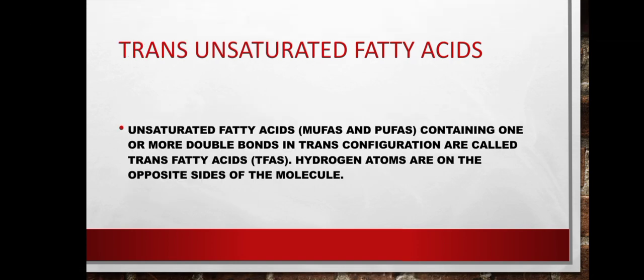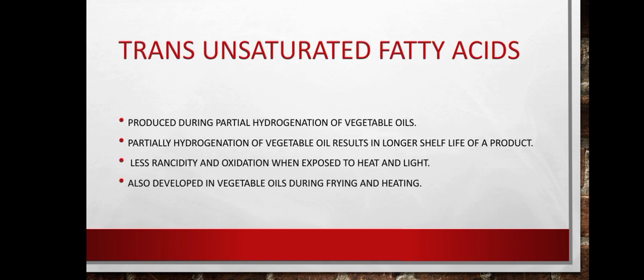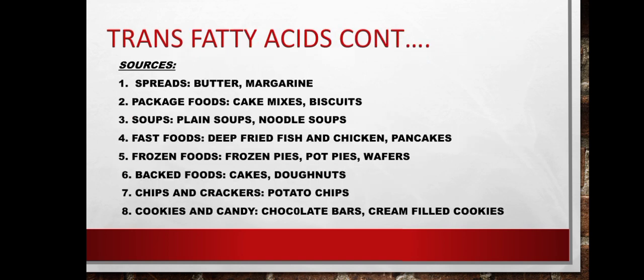Trans-unsaturated fatty acids. Unsaturated fatty acids, MUFAs and PUFAs, containing 1 or more double bonds in trans configuration. Hydrogen atoms are on the opposite sides of the molecule in the trans arrangement. They are produced during partial hydrogenation of vegetable oils. Partial hydrogenation of vegetable oil results in a longer shelf life of a product. There is less rancidity and oxidation when exposed to heat and light. They are also developed in vegetable oils during frying and heating.